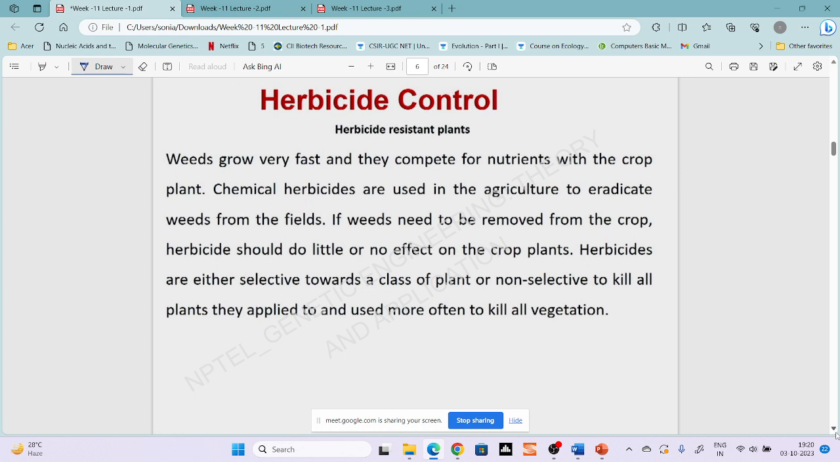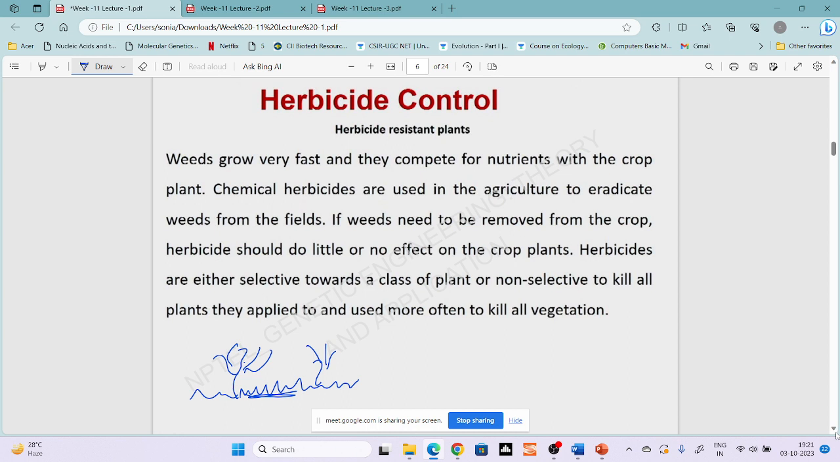Suppose I am growing a plant here, this is my plant which is important for me, and there are many weeds growing all over the place. Whatever nutrients, minerals and water I put in for the growth of this plant get divided between this plant and the weeds also. These weeds are good for nothing, so I want to kill them. So I thought of spraying some chemical herbicides over it. Now what will happen?